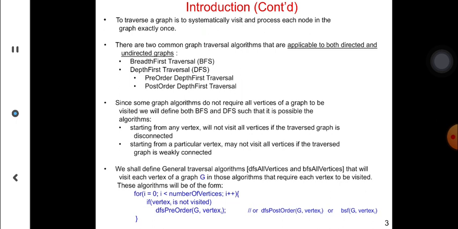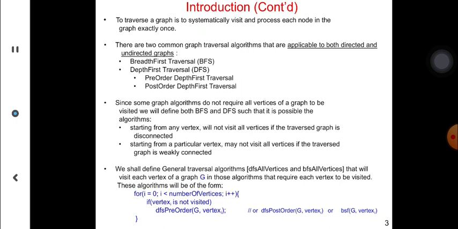There are two common graph traversal algorithms we generally have, applicable to both directed and undirected graphs. One is called breadth first traversal, which means I go across the breadth of the graph. Or it can be depth first traversal, which means I go deep first and then come up. So I can have two types of traversal: pre-order depth first or post-order depth first.